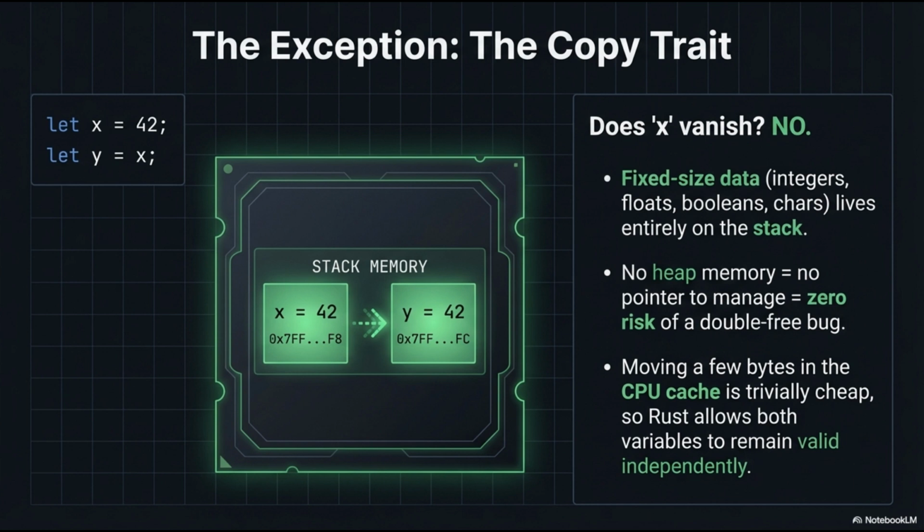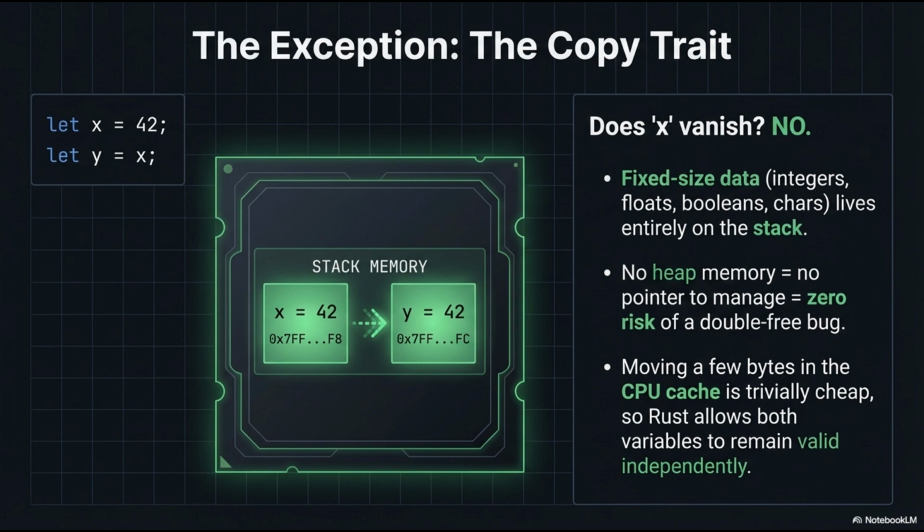When you assign let y equals x, where x is the integer 42, Rust just copies those few bytes on the stack. And moving a few bytes within the CPU cache is trivially cheap, right? It's incredibly fast. Super fast. So Rust allows both x and y to remain completely valid independent variables. Modifying y has no effect on x.